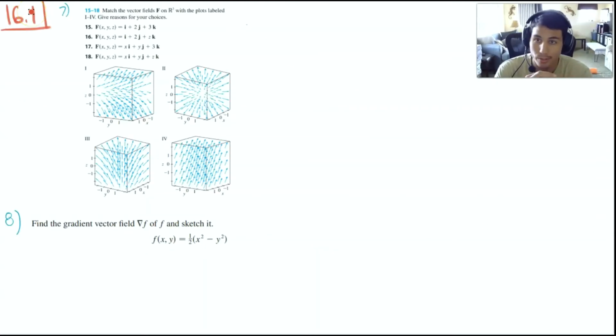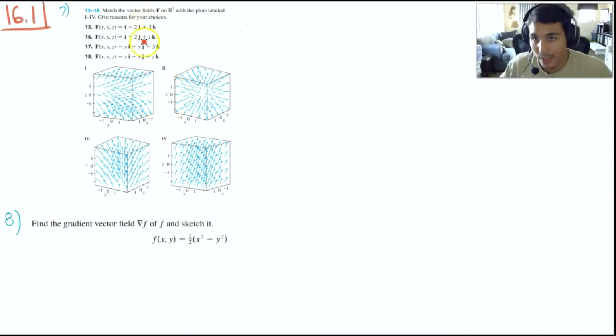Okay, so vector fields now, right? Oh, God. We could, if we really want to know, grab all these fields and do it that way. But what we should try to do is ask ourselves questions about what we think the field would look like, and then eliminate choices of what we definitely know it's not going to look like. And that's how we can most effectively answer questions 15 to 18 here.